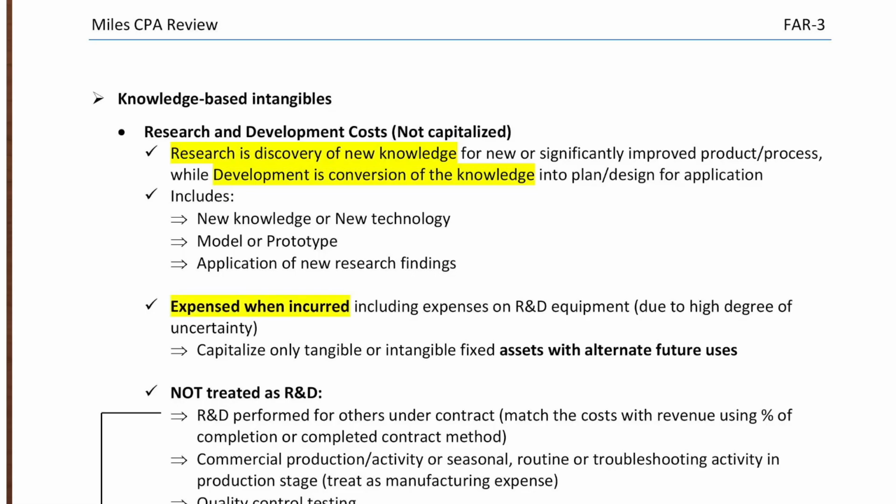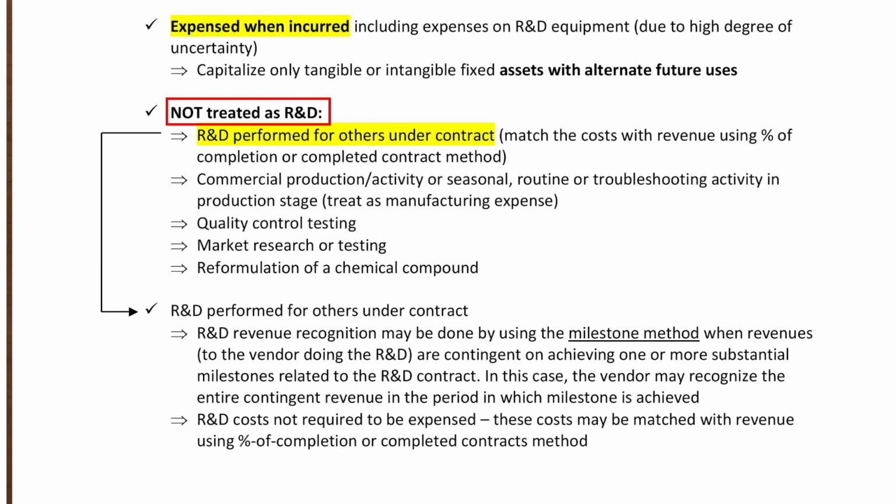Next sub-bullet, put a box around not treated as R&D. So what's not R&D? Highlight R&D performed for others under contract. Now in this case, what you do is you match the cost with revenue using the percentage of completion or completed contract method. Commercial production or activity or seasonal, highlight routine or troubleshooting activity. These are not R&D. Highlight quality control, not R&D. Market research, again, not treated as research and development.